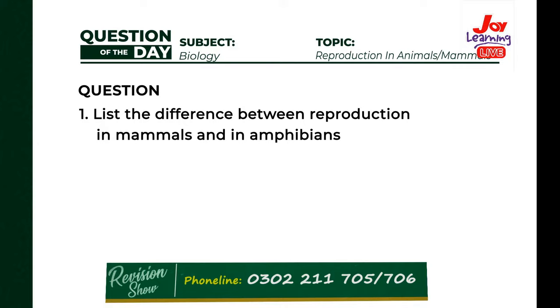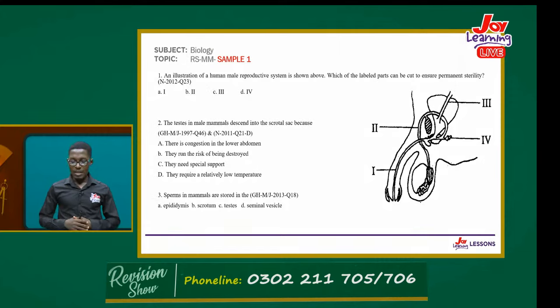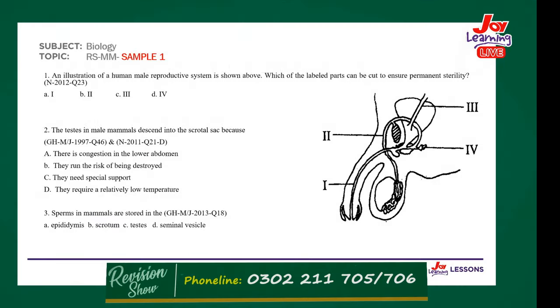So the question on your screen now is, there is a male reproductive system shown. Which of the labeled parts can be cut to ensure permanent sterility? For Nigerian past question 2012, question 23: the testes in the male mammals descend into the scrotal sac because of what? Then question 3: sperms in mammals are stored where? Which part of our reproductive structures do we store the sperms?